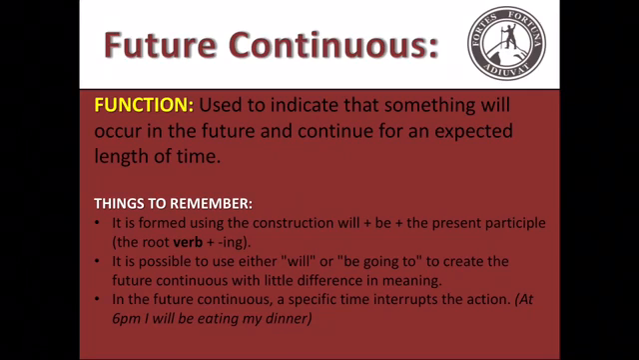In the future continuous, a specific time interrupts the action. For example, at 6 p.m. I will be eating my dinner. So that is a recap of 6 of the tenses we use in the English language.